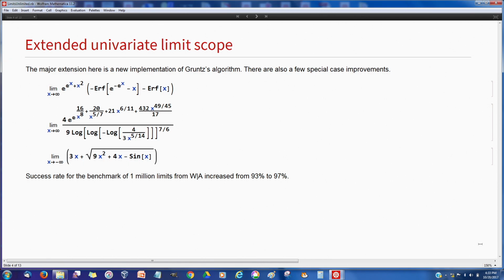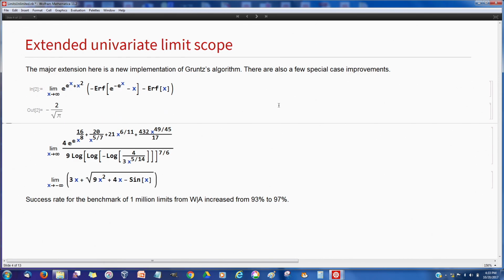Okay, so major extension of the univariate limit is we added new implementation of Gruntz's algorithm. There was implementation of Gruntz's algorithm, but it was limited to exp-log functions, so only compositions of exponentials and logarithms. Now it also can be used for other real functions. So here's the first example, the limit that we could not compute in the previous version. Now we can. Here's something slightly more complicated.